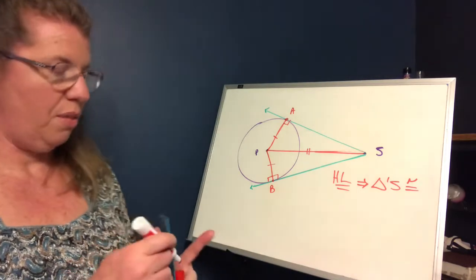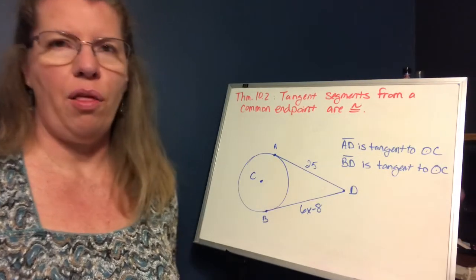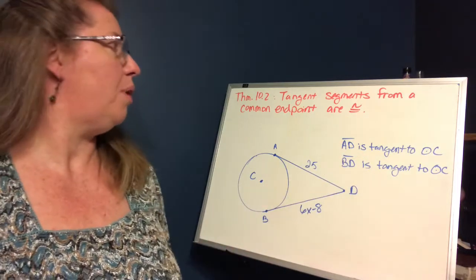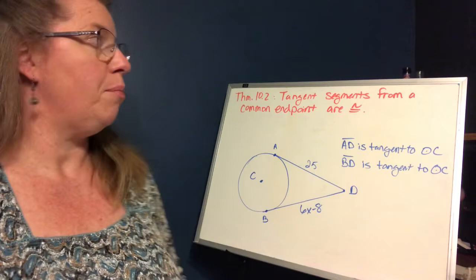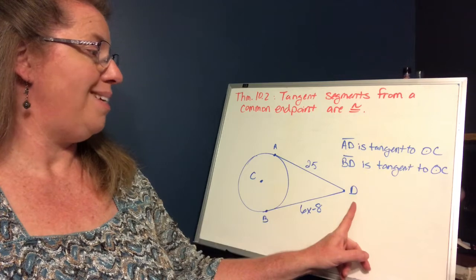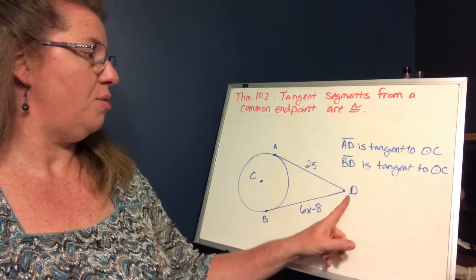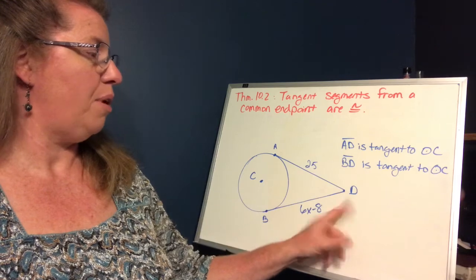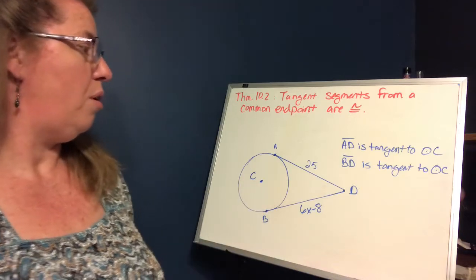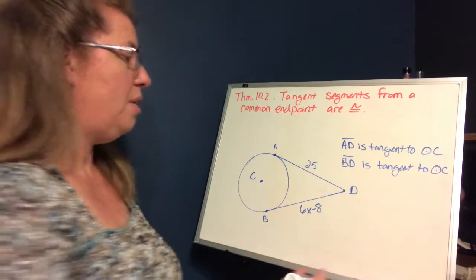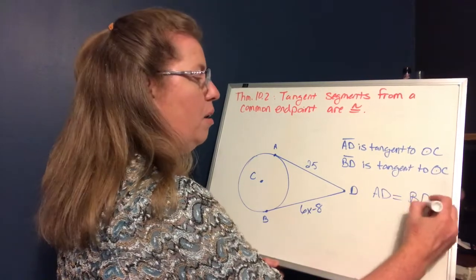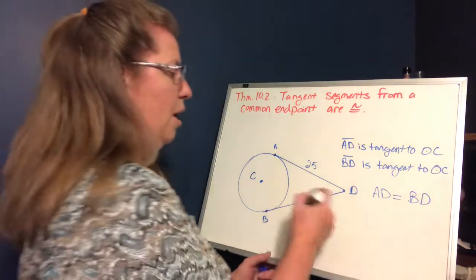Okay, let me go ahead and write the theorem out for you. I've written Theorem 10.2, and we're going to use it to help us solve this problem. Theorem 10.2 says the tangent segments from a common endpoint are congruent, which we just proved. So from D here, we're told AD is tangent to C, and BD is tangent to C also. So AD and BD are congruent, which means their lengths are equal, and we're going to set them equal and solve for x.